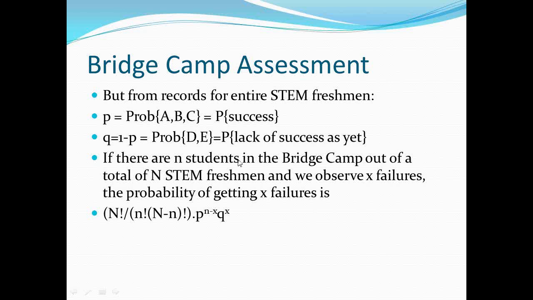There's a total of a capital N STEM freshmen, and out of the sample of little n students who come to the bridge camp, we observe, let's say, X failures. Then from the binomial theorem, the probability of getting X failures is that expression there, which I'm sure many of you will know. So can we go to the next slide, please?